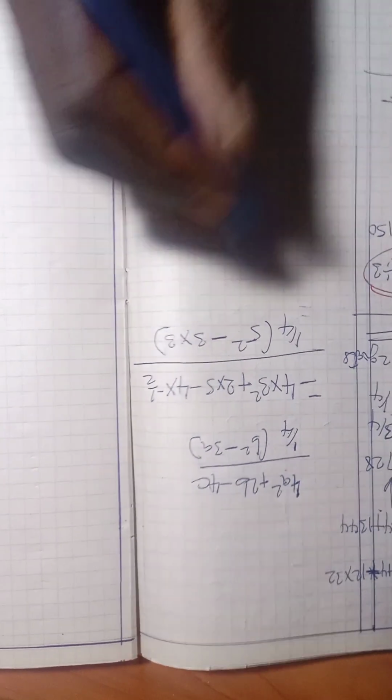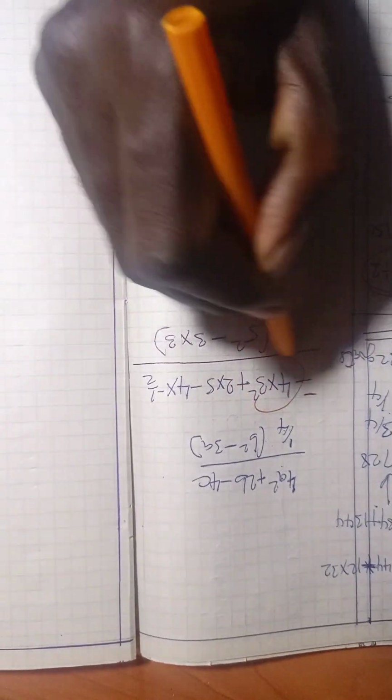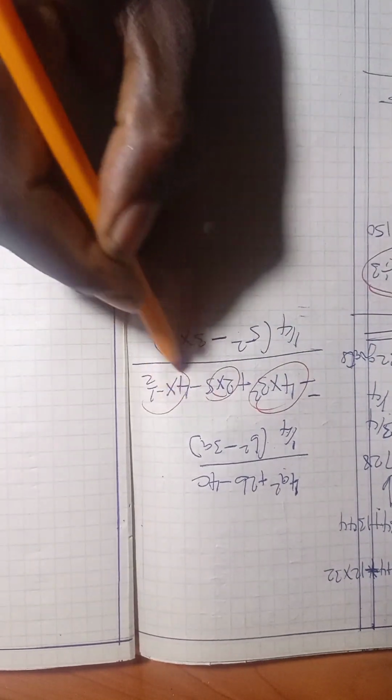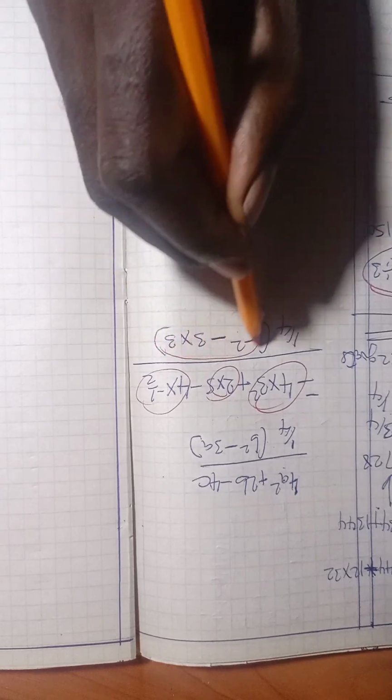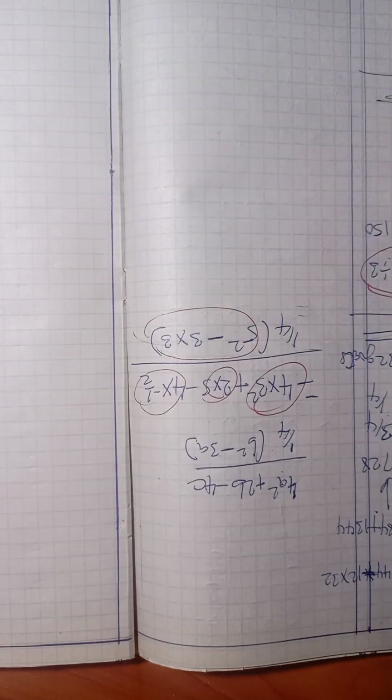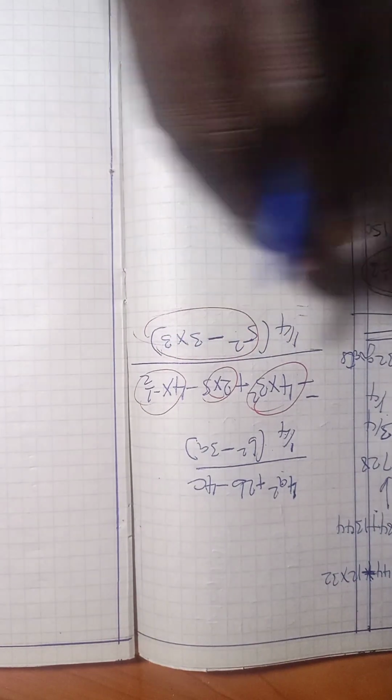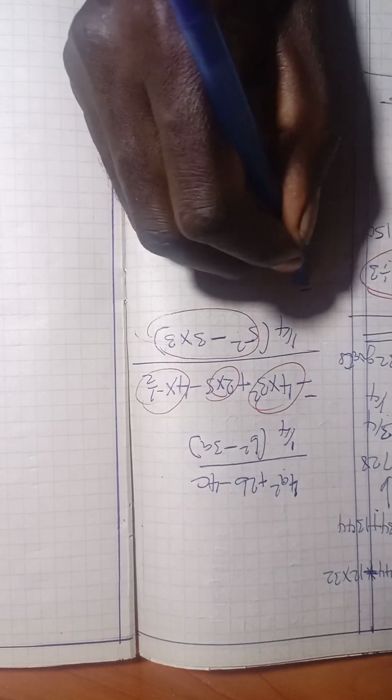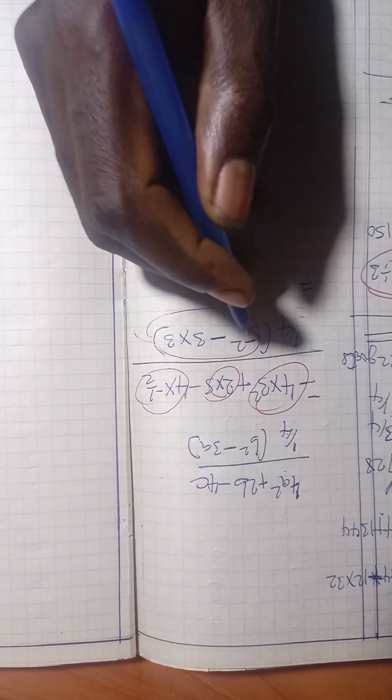And then you simplify. You will start with this. What I'm circling is what you work first. If you don't follow that procedure, you get the wrong answer.